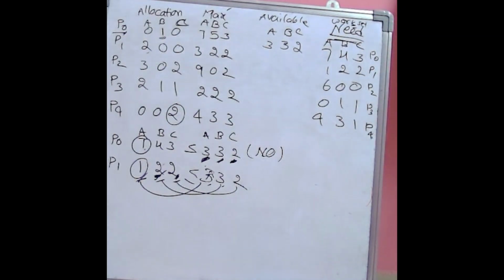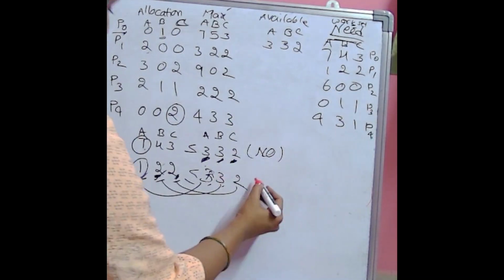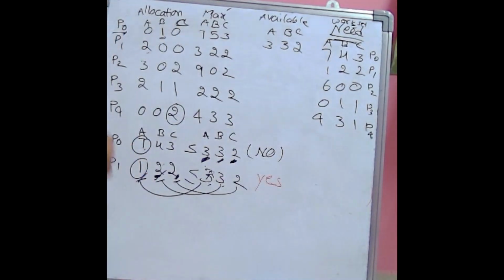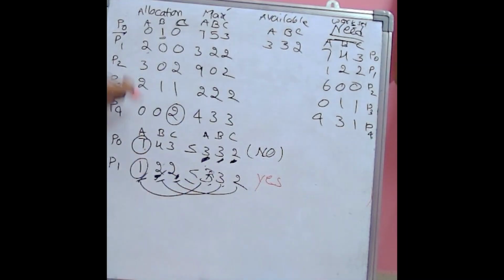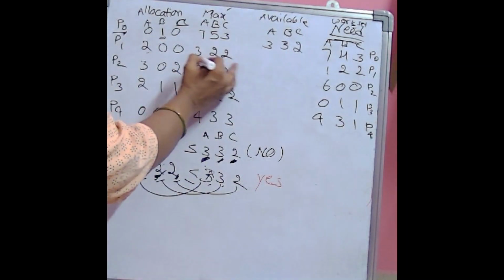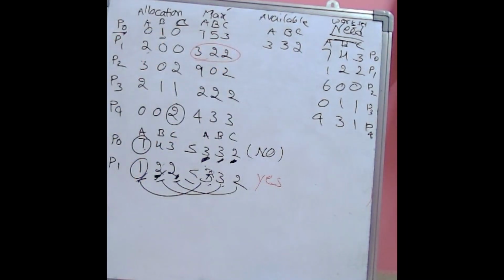Yes, ma'am. We need to check individually. So it will be satisfying its request. Whatever the need is, if it is less than the available, that means it will allocate all this to this one. Whatever the maximum requirement is there, that is available with the P0.